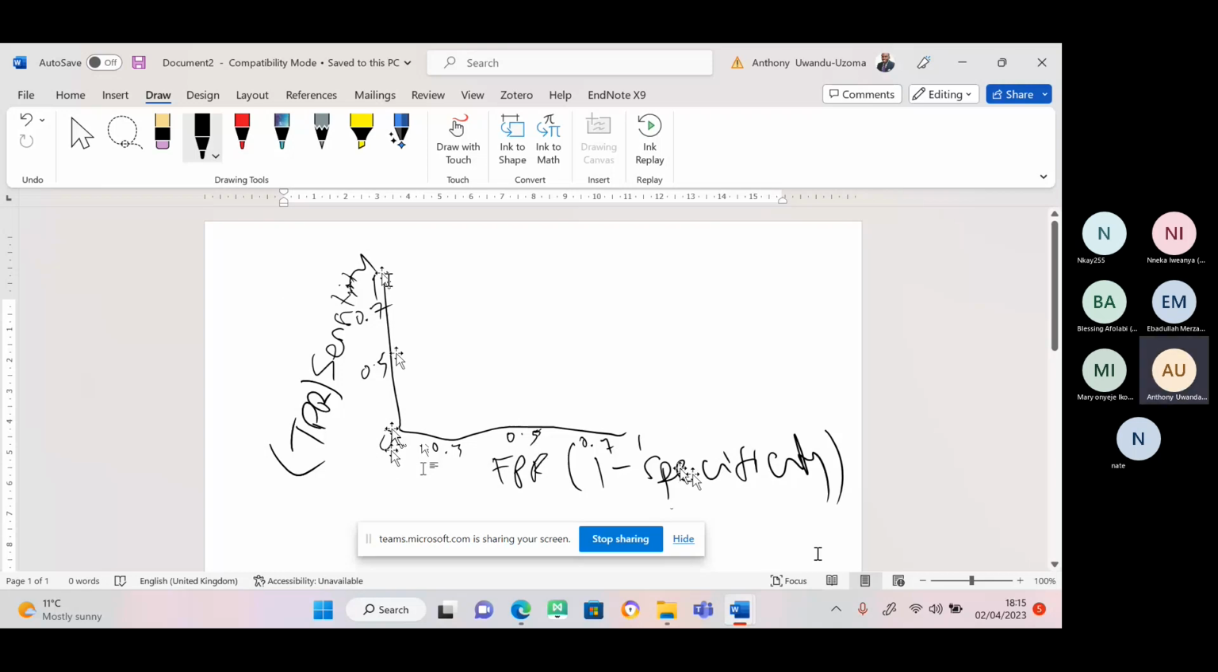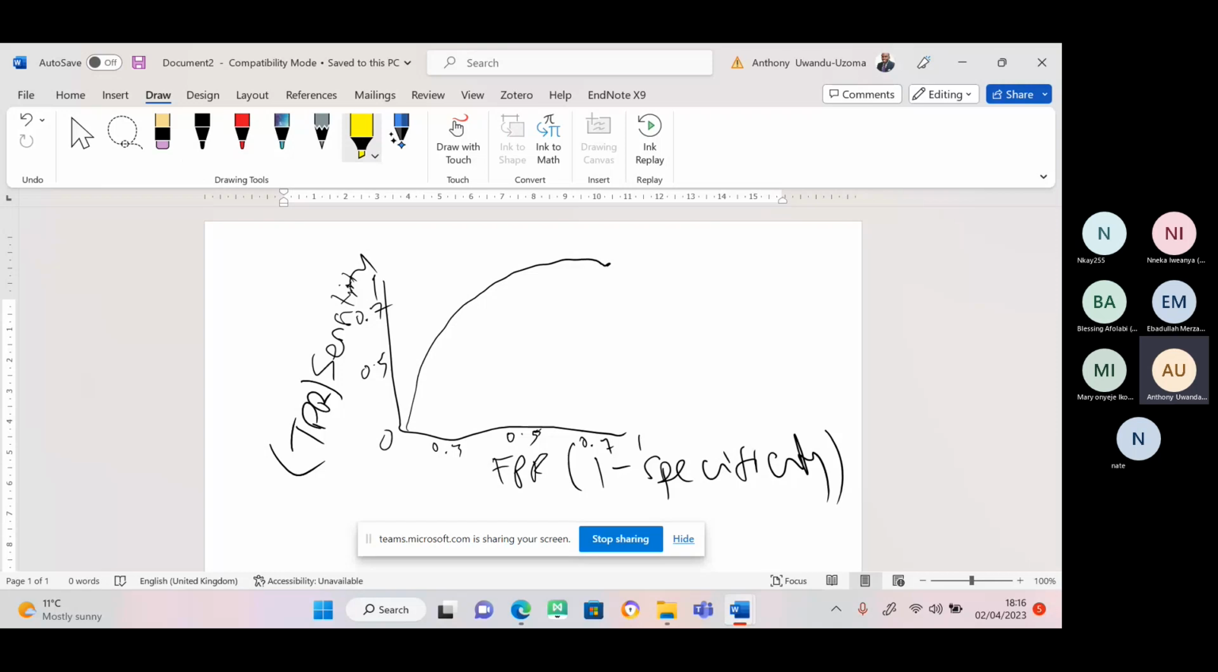Okay. So when you now plot the different values for a particular test at different sensitivities, and then you plot those values also against their false positive rate, so you are plotting true positive rates versus false positive rate, when you plot those values on a graph, you will get a curve like this.